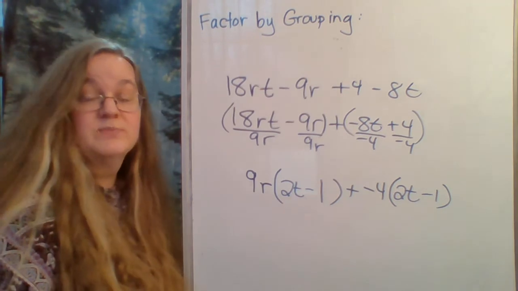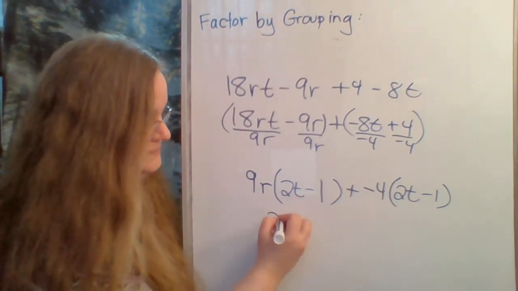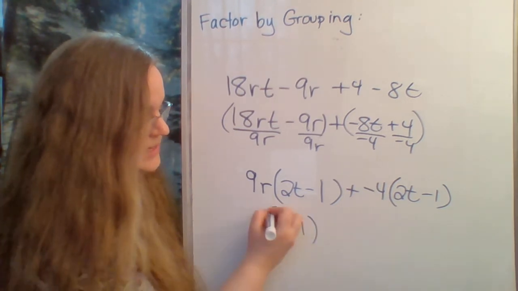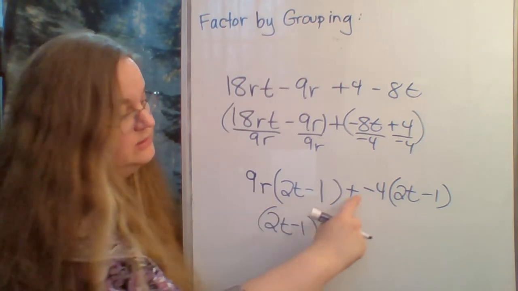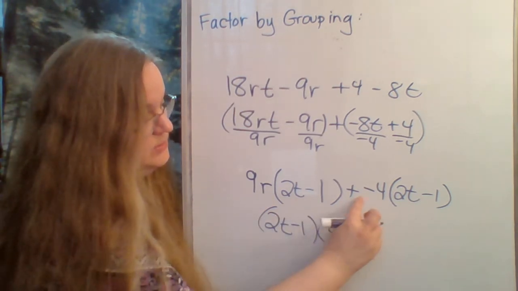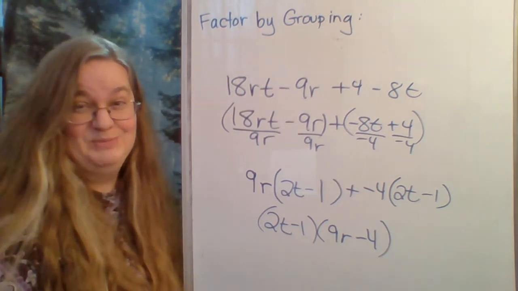And so now I have something that matches. Now that it's something that matches, I can remove that binomial because that's my GCF here. And then I've got 9r left, and then plus negative 4 or minus 4. And that would be factoring by grouping.